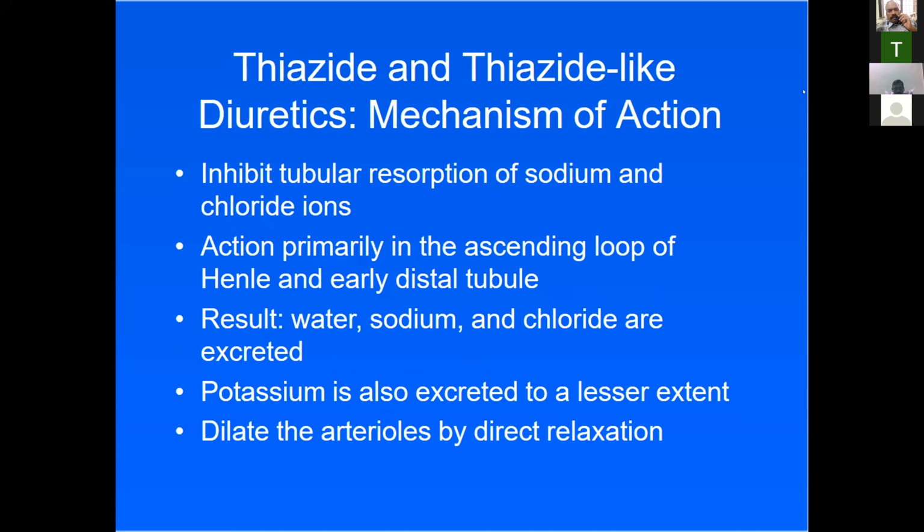About the mechanism, it will inhibit the tubular reabsorption of sodium and chloride ions, and its action is mainly on the ascending loop of Henle and the early distal tubule, which results in water, sodium, and chloride getting excreted. So the action is on the ascending loop of Henle and the distal tubule. Potassium is also excreted to a lesser extent when you are using thiazide diuretics. And it also dilates the arterioles by direct relaxation of the arterial vessels.